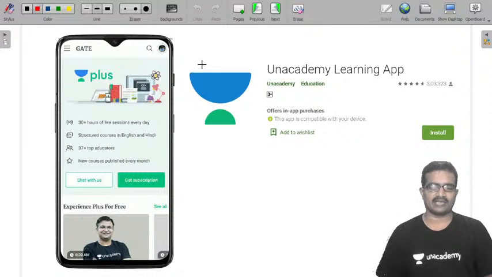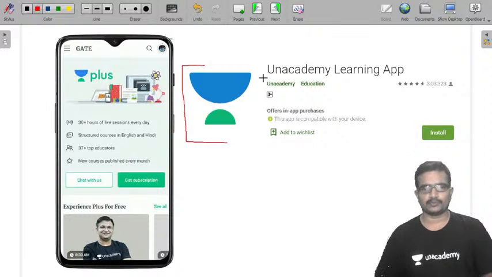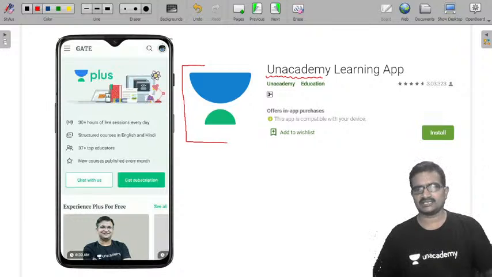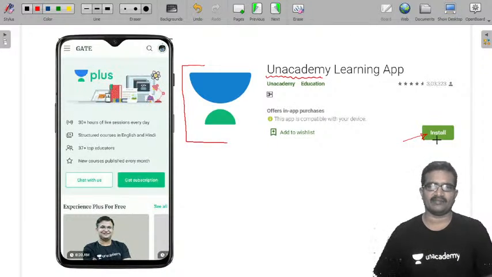Now here we check how to get the Unacademy learning app. Just go to Play Store, type Unacademy. Then it will show the Unacademy learning app like this. By clicking on this install button, it will install the Unacademy learning app on your device.